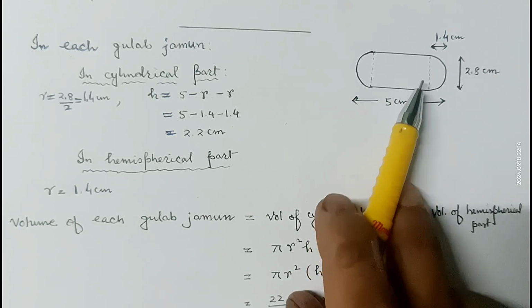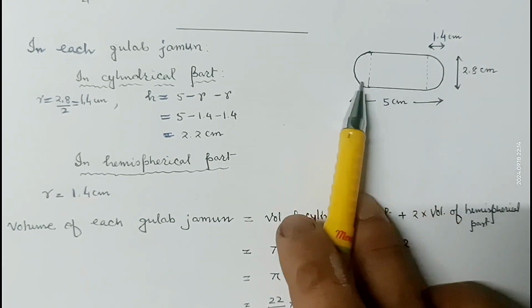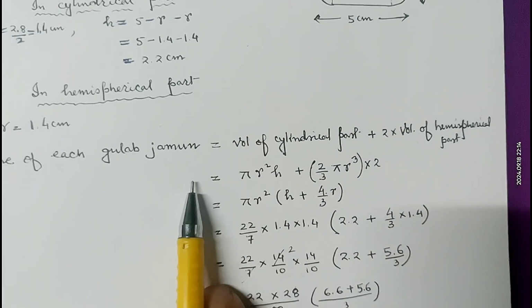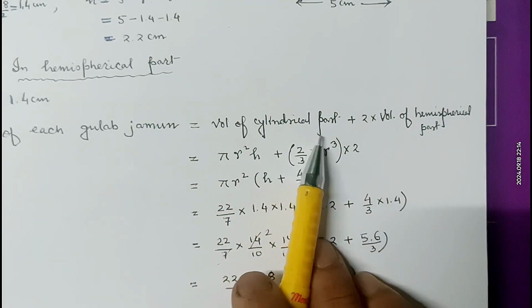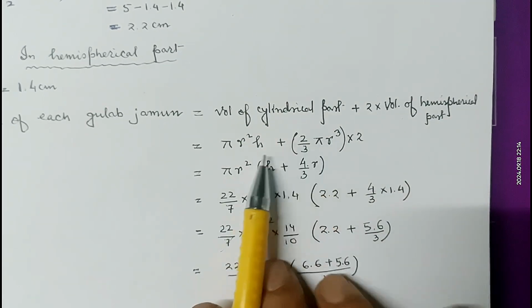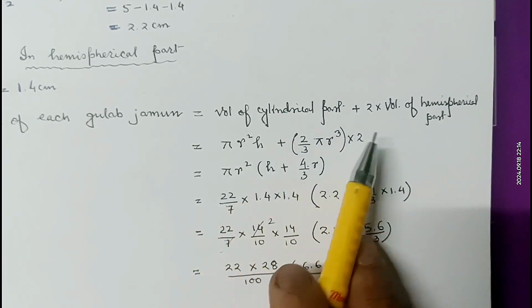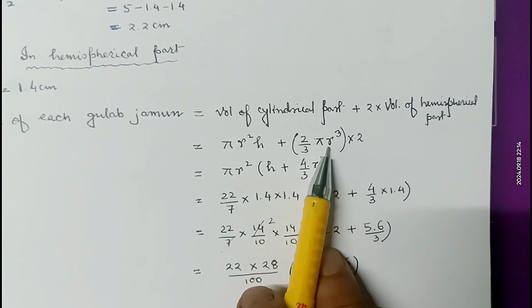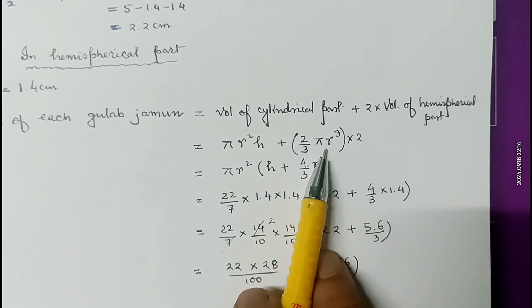Now we have to find the volume of each gulab jamun. Here two hemispheres are given and in the middle it is one cylinder. So volume of each gulab jamun will be volume of cylindrical part plus 2 into volume of hemispherical part. We know volume of cylindrical part is pi r square h. In case of hemisphere, it is 2 by 3 pi r cube. Since there are two hemispheres, we have to multiply by 2.